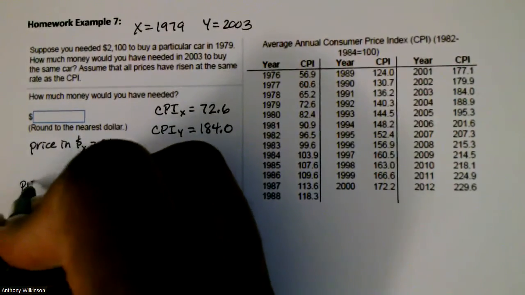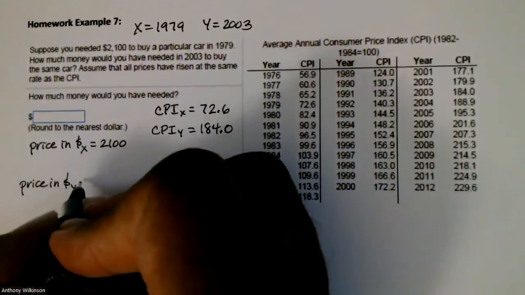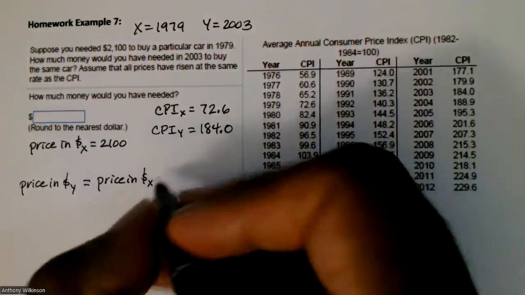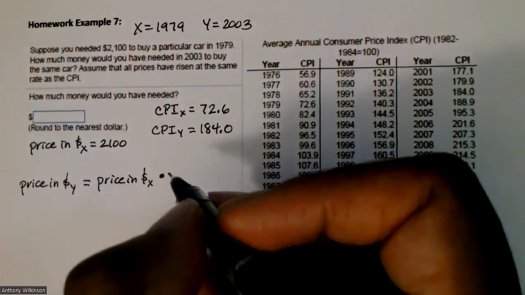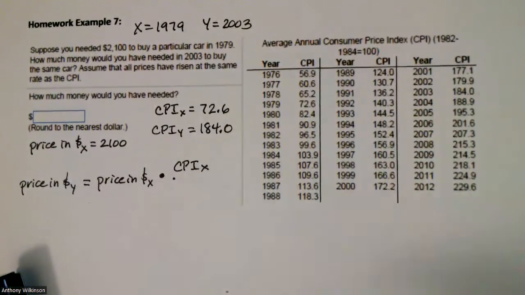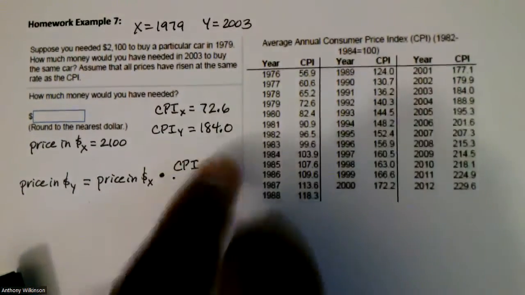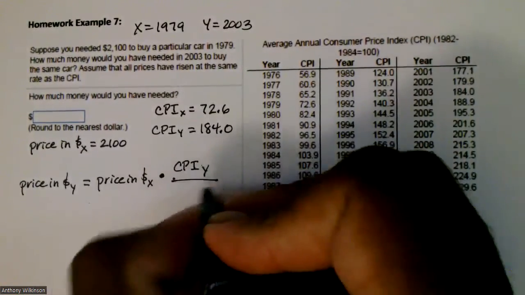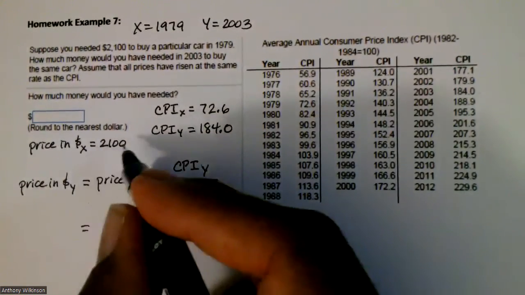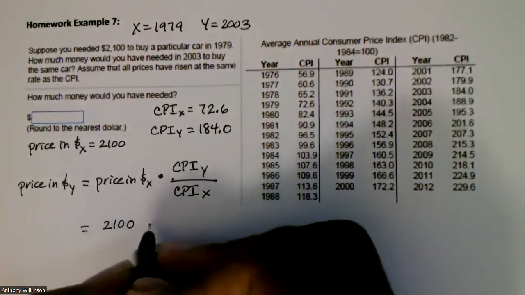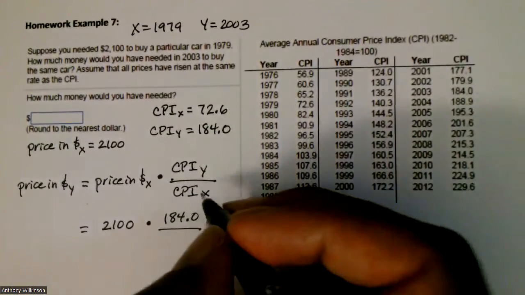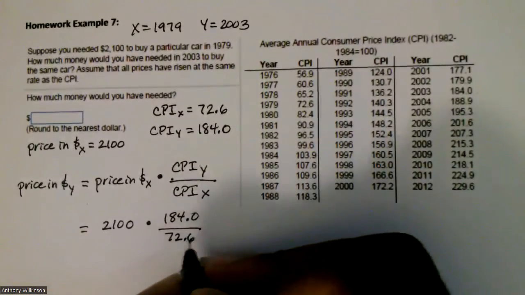So that means the price in dollars for Y, which is 2003, equals the price in dollars for X, which was 1979, times the consumer price index for Y, divided by the consumer price index for X. Just substitute: $2,100, that price in 1979, times the consumer price index for Y, 184.0, divided by the consumer price index for X, 72.6.